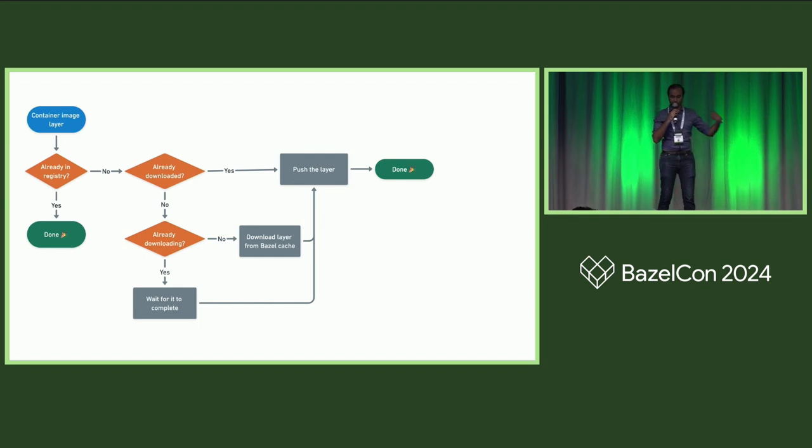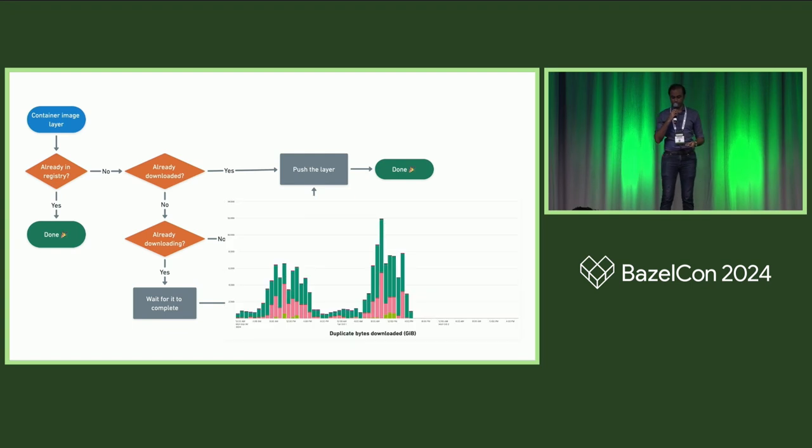So we can build on that optimization a little bit. We can deduplicate downloads even across multiple images. And so this one was actually really impactful for us. You can see here we went from downloading over 12 terabytes of duplicate data each build to so little that you can't even see it. Each color there is a different build pipeline.